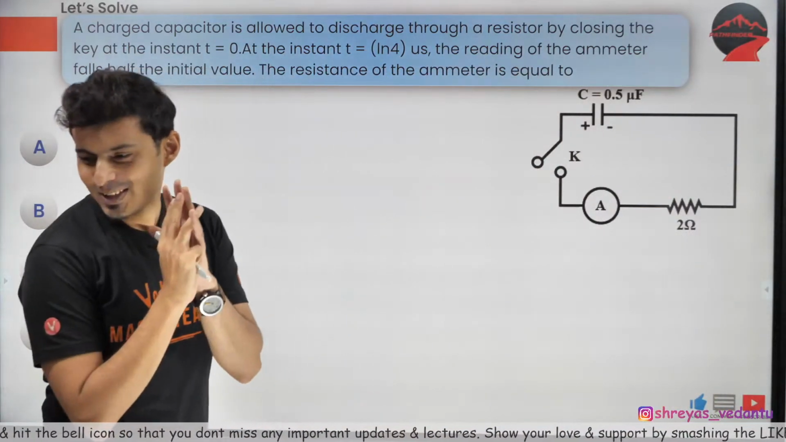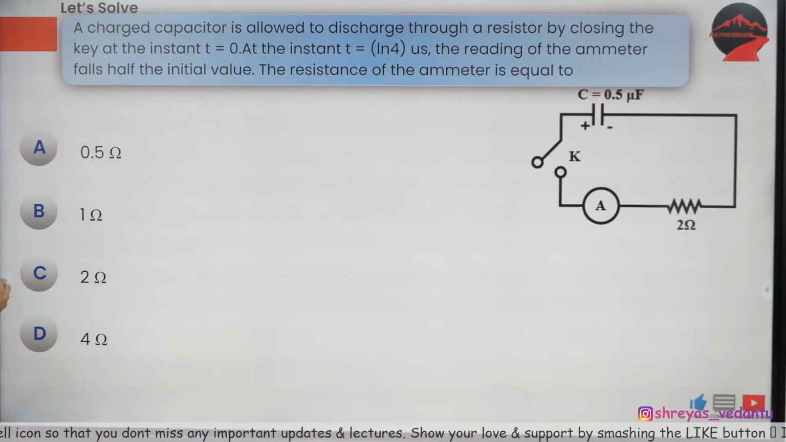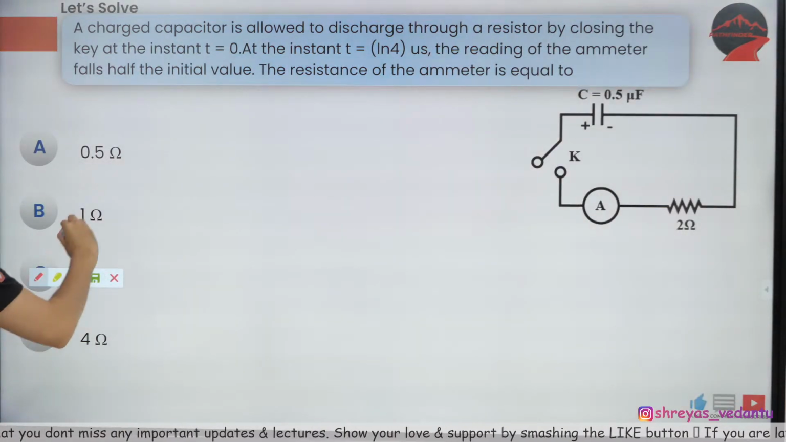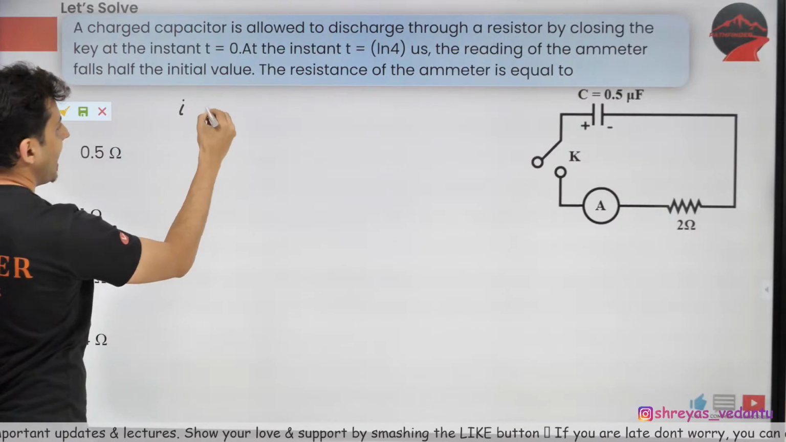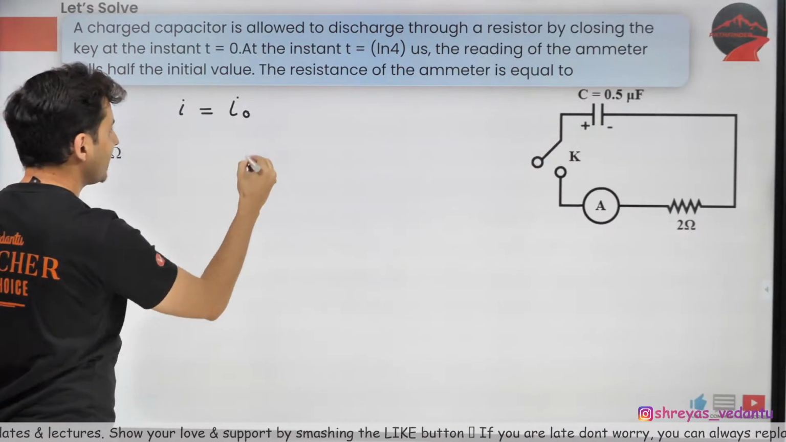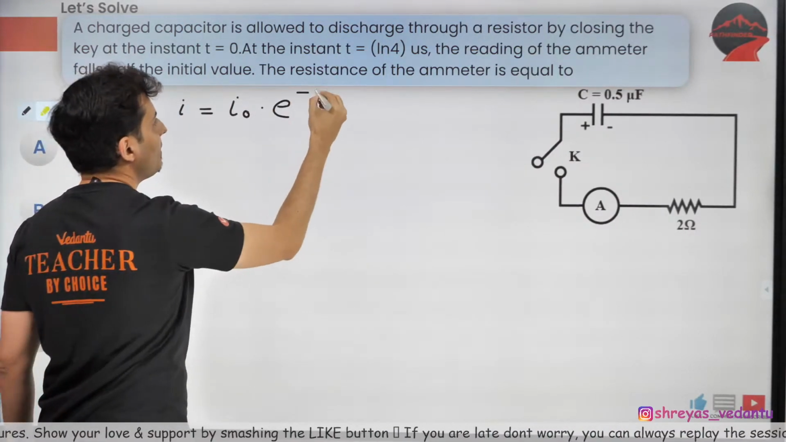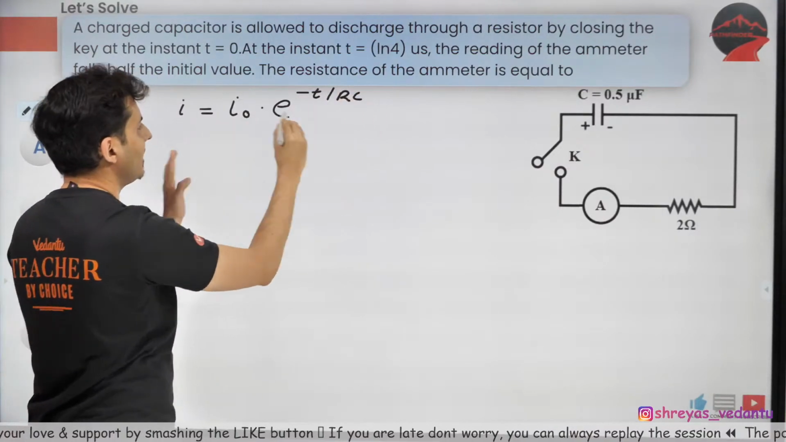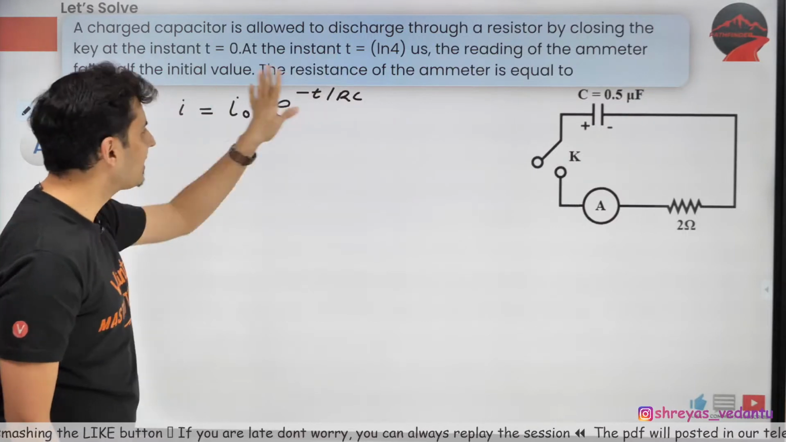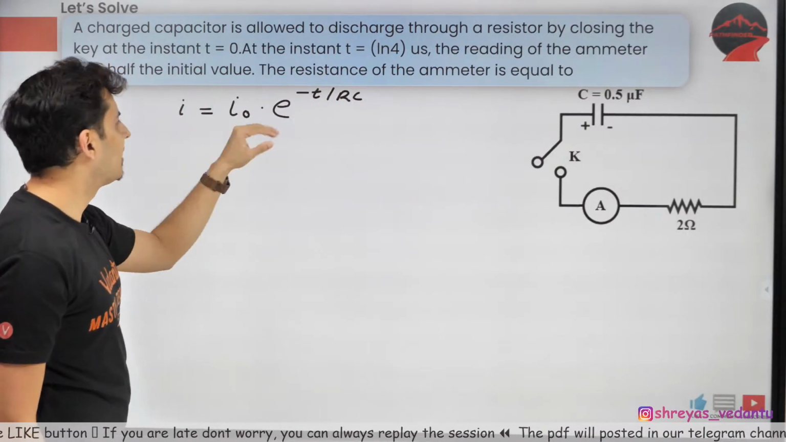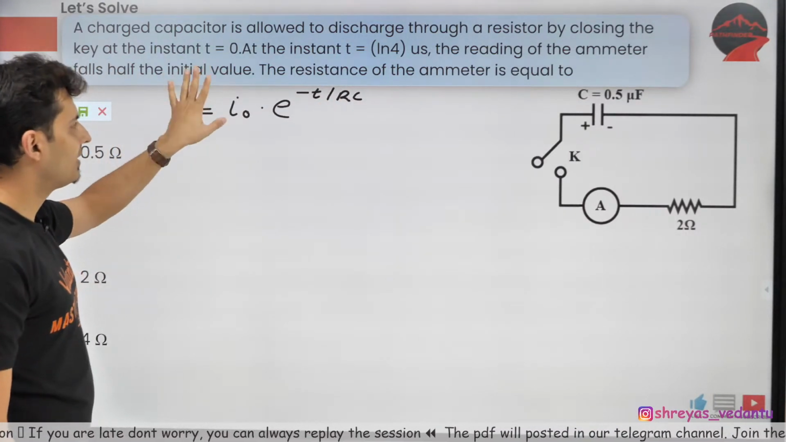Okay, let's do this. Monster is saying option C. I don't know whether it's option C or option B or option A or option D. One thing I know: the current as a function of time is the original current times e to the power minus t by RC. Standard formula. Initial current times e to the power minus t by RC. Everything has the same formula, for charge, for current, everything.